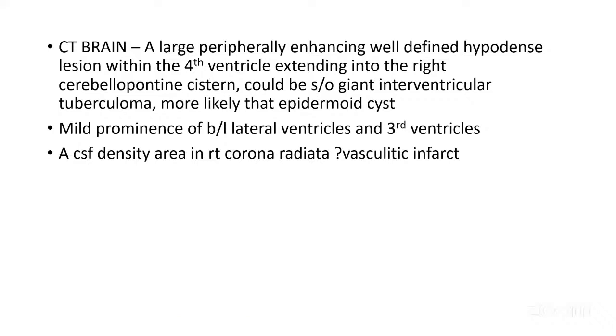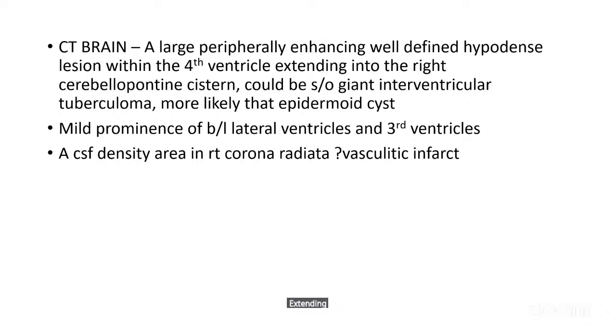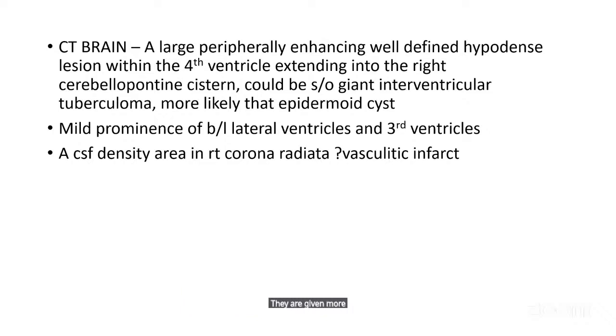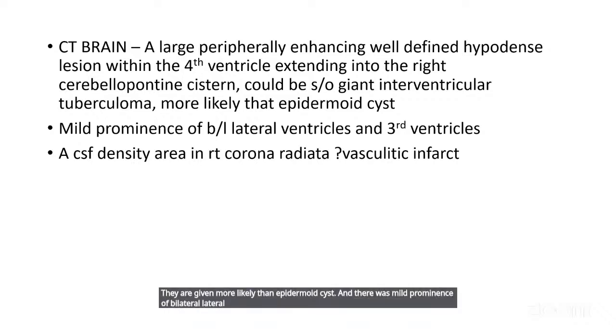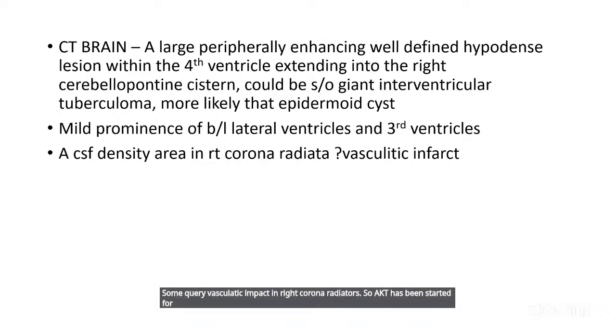CT brain was suggestive of a large peripherally enhancing well-defined hypodense lesion within the fourth ventricle, extending into the right cerebellopontine angle. Could be a giant intraventricular tuberculoma, more likely than epidermoid cyst, and there was mild prominence of bilateral lateral ventricles and third ventricle. Query vasculitic infarct in the right corona radiata also. ATT had been started for her with steroids.